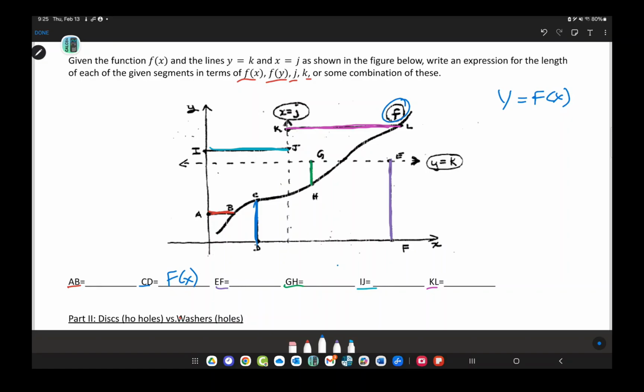It's f of x. Now, why is CD f of x? Because that's the height, right? The height is y. AB is the width. What's the width? It's x. And what is x equal to? f of y.